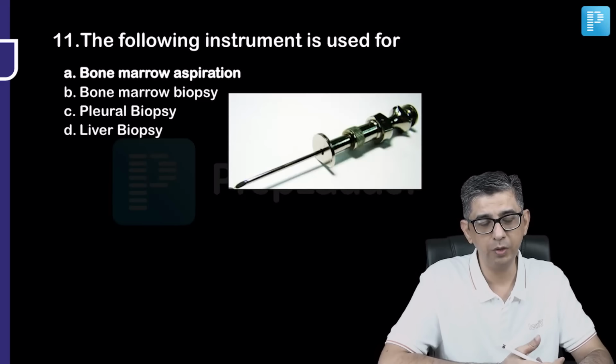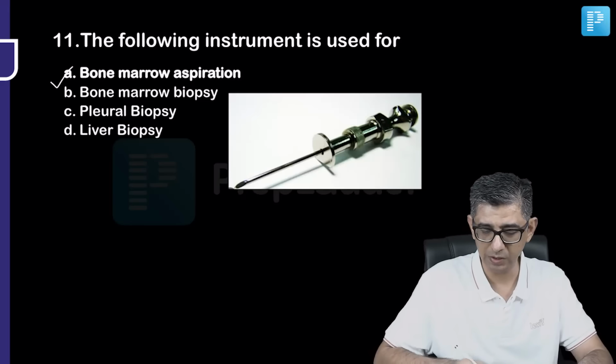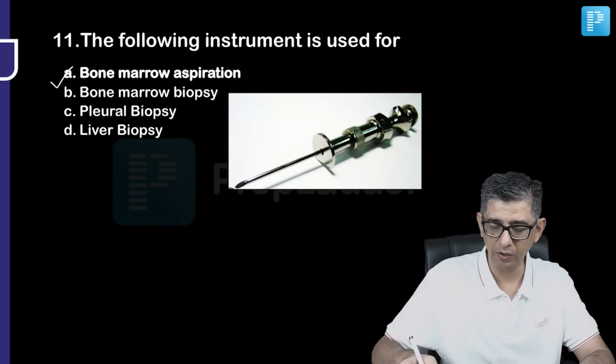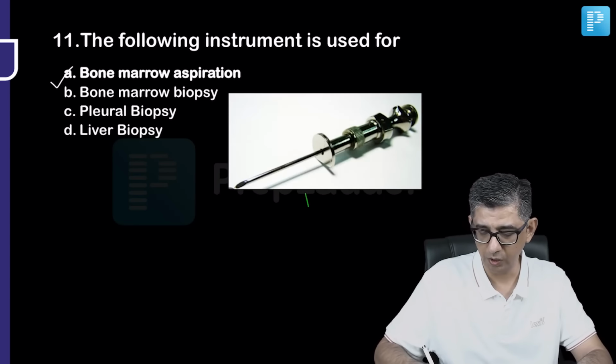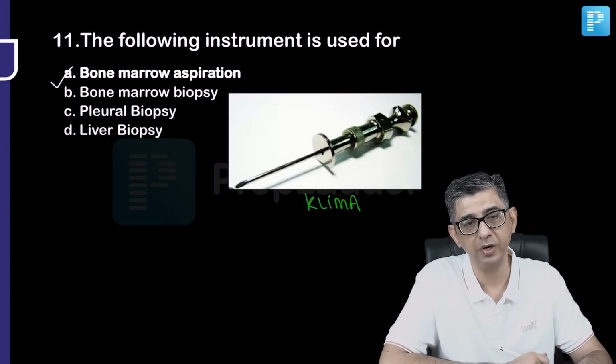The following instrument would be used for bone marrow aspiration. Option number A would be the answer to this question. In this image you can notice that there is no side screw present, so this would not be a Salah's needle. This would be a Klima's needle, which is used for bone marrow aspiration.